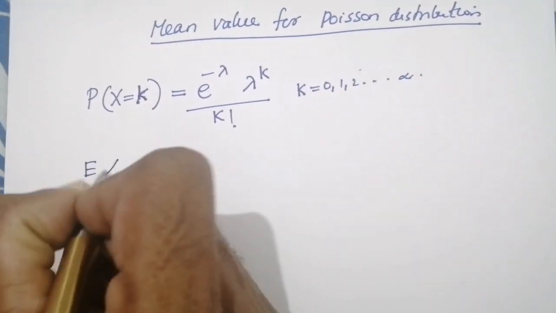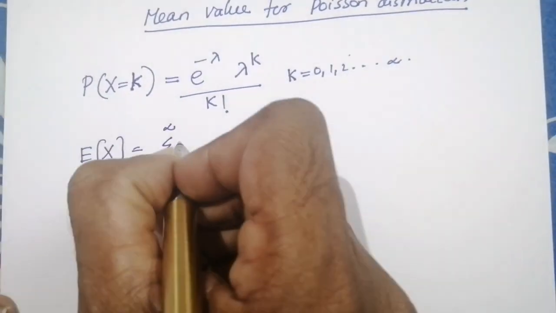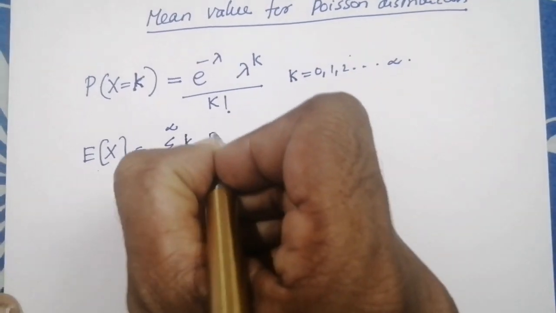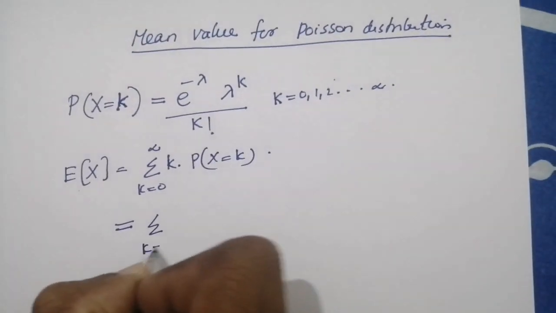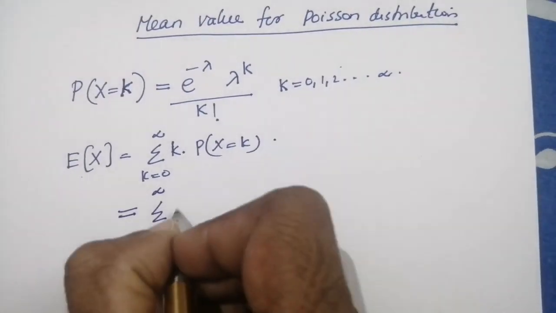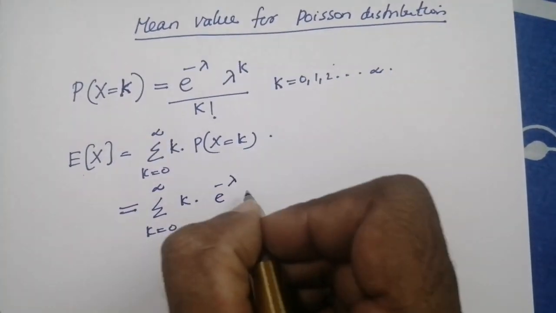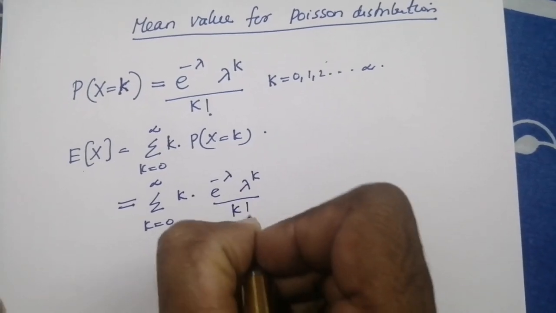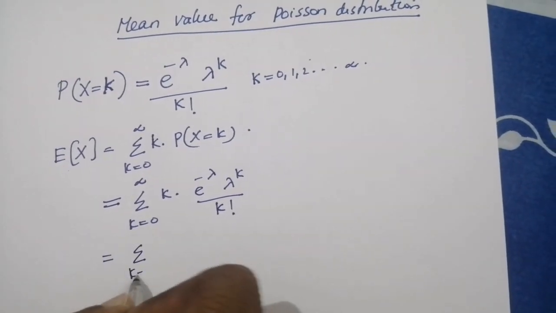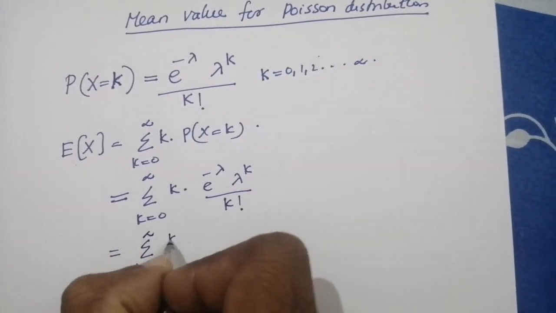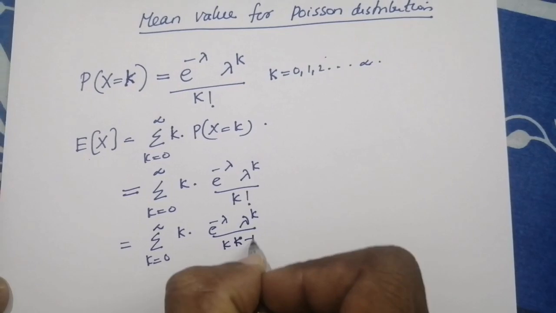Now we know that the expectation of X equals sigma k equal to 0 to infinity, k into the probability that X equal to k. So this can be written as sigma k equal to 0 to infinity, k into e raised to minus lambda, lambda raised to k by k factorial. So this can be written as sigma k equal to 0 to infinity, k into e raised to minus lambda, lambda raised to k by k into k minus 1 factorial.